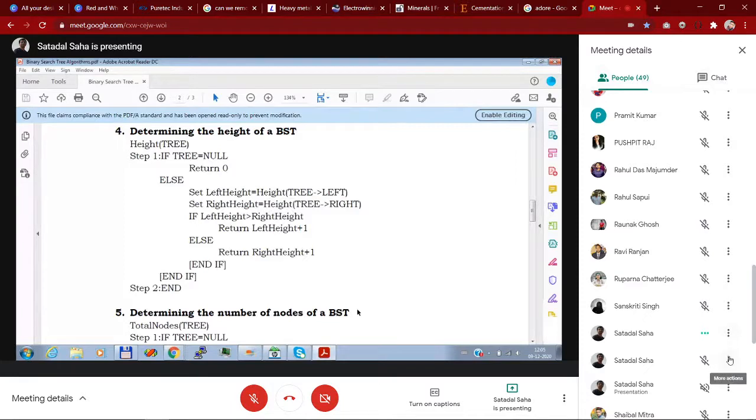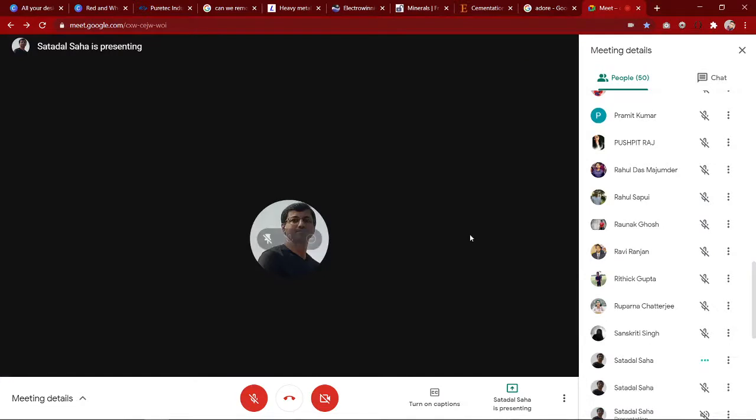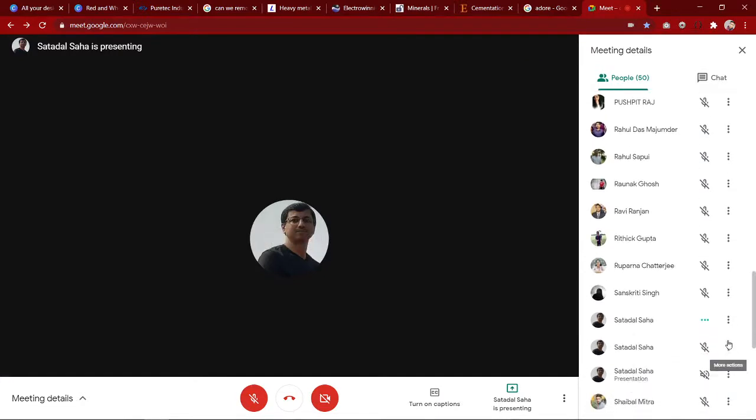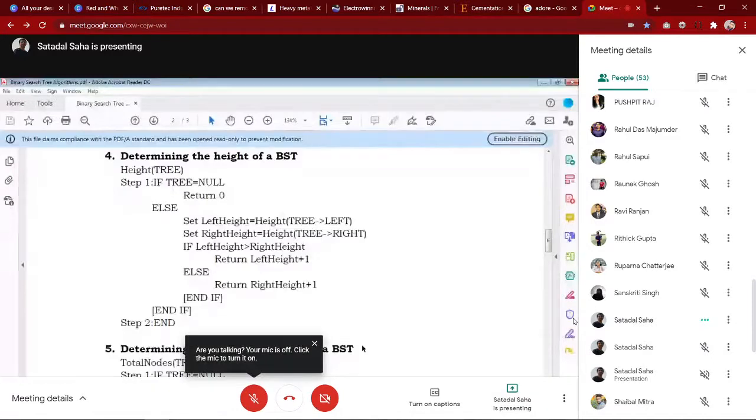Second one: T of n equal to 4T(n/2) plus n square. If this is the recursive equation, then in this case a equal to 4, b equal to 2, k equal to 2 and p equal to 0. Just see whether these conditions are valid or not.